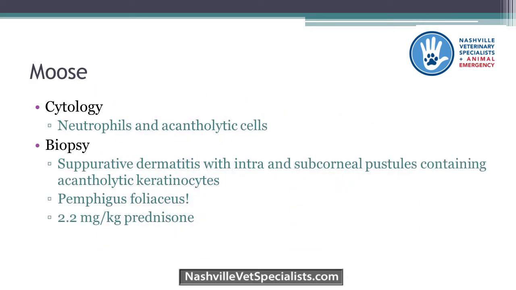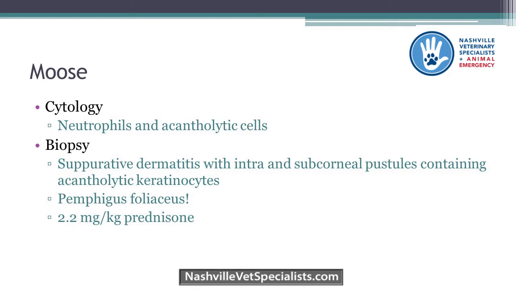We did a little bit of cytology. We saw some sheets of neutrophils, and scattered in there we saw some acantholytic cells, which you guys know are our kind of fried egg appearance cells. If you go down to your highest power, you'll also note on cytology that he did not have any evidence of infectious organisms at this time.